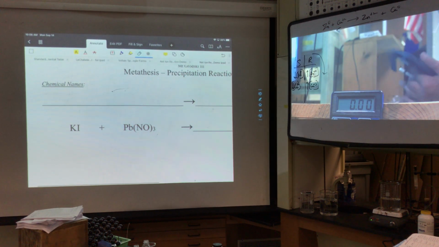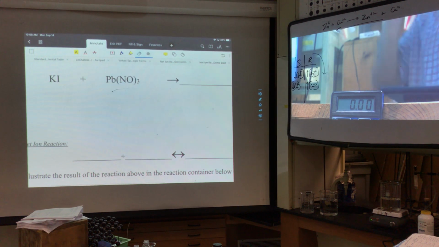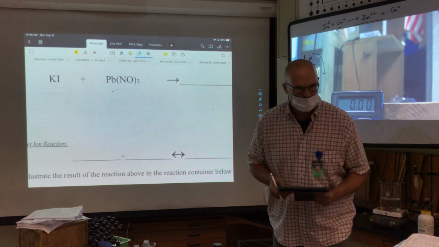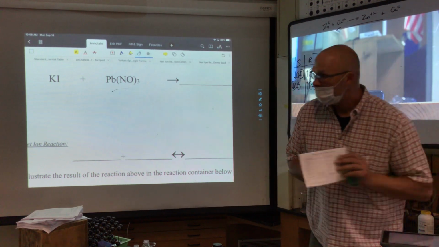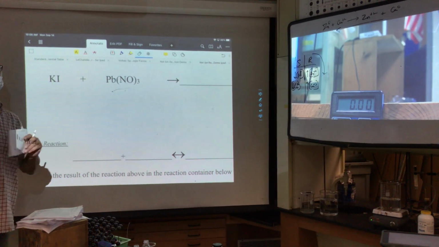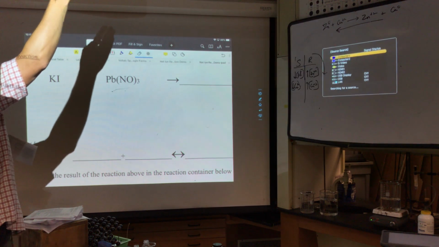So here we go, chemical names. Forget the chemical names for speed. We're going to start with this reaction here, KI. Okay, now, is KI soluble? Will it dissolve in water?